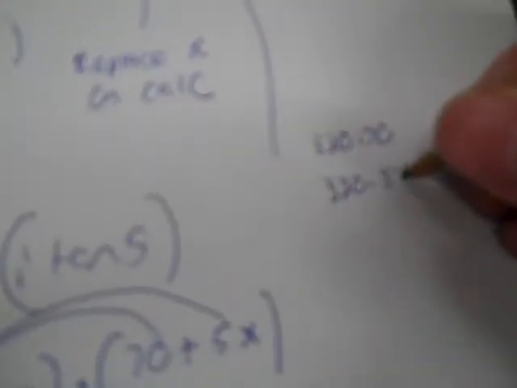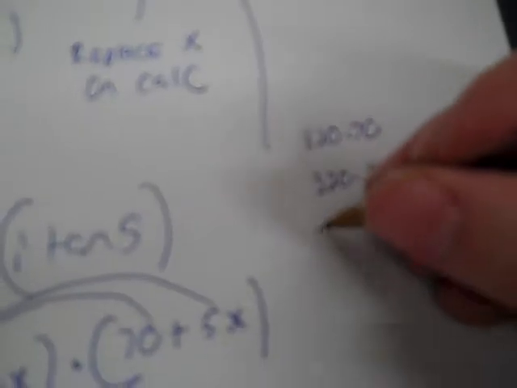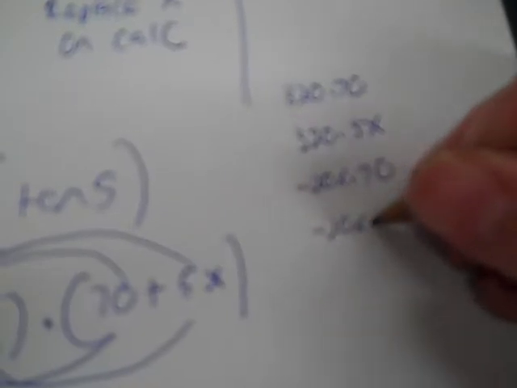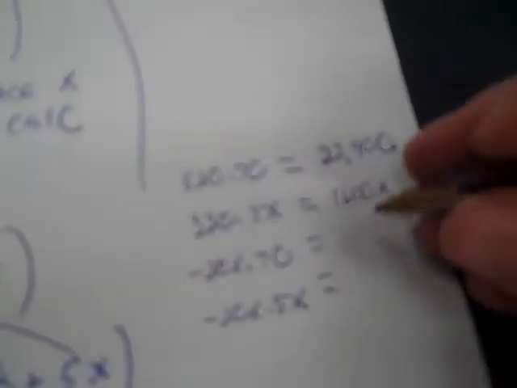So I take 320 times 70. I take 320 times 5x. I take negative 20x times 70, and I take negative 20x times positive 5x. Find out all these products. So 320 times 70 is 22,400. No x on that. 320 times 5 is 1,600 with x. And then negative 1,400 with x, and then negative 100 with x to the second.